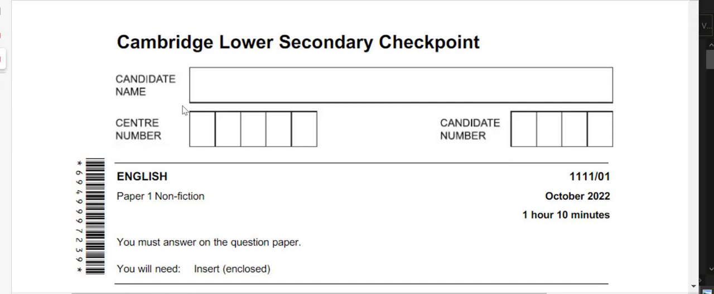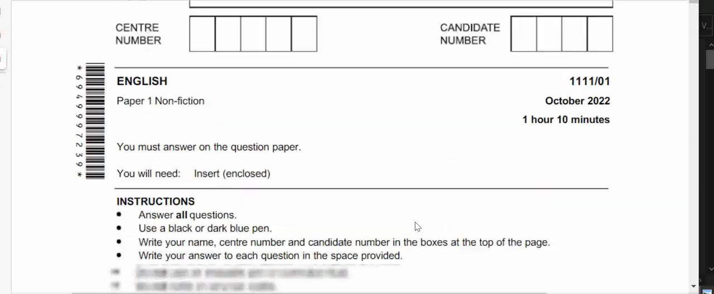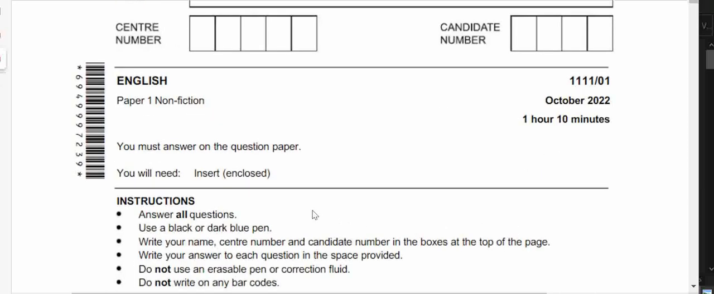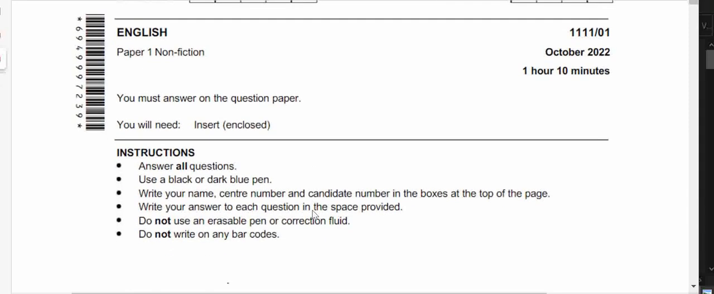Hi friends! Today we are going to discuss Cambridge Lower Secondary Checkpoint English Paper 1 Non-Fiction with the paper book 1111/01 from October 2022. The duration for this paper is 1 hour 10 minutes: 10 minutes for reading and 1 hour to do the questions. It consists of Section A and Section B. There is an insert and close text reading.